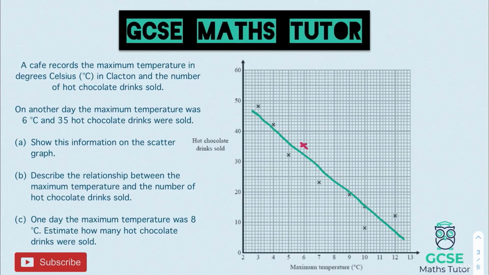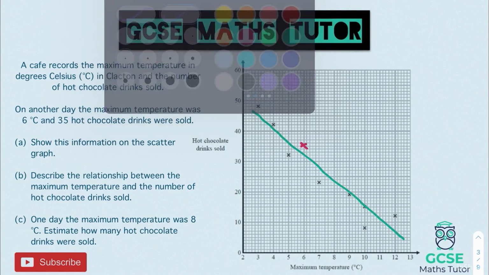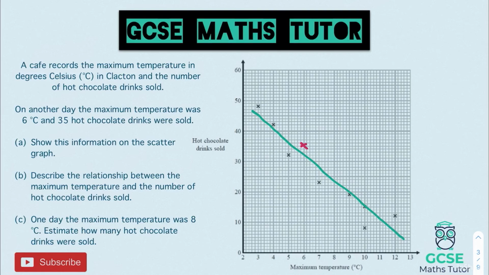And then part C here, we've got one day, the maximum temperature was 8 degrees Celsius, estimate how many hot chocolate drinks were sold. And again, we'll go along to the 8 degrees here. We'll draw our dotted line, obviously using a ruler. That is absolutely terrible by me there. Let's draw that in again.